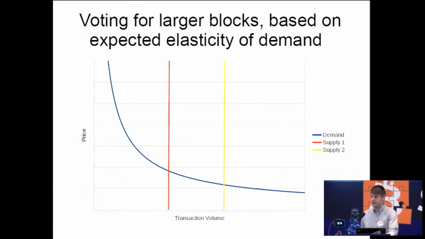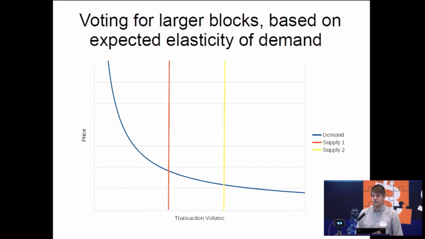Now the supply curve is just a straight line, and miners will vote to shift that to the right or left, depending on the level of demand. What they're trying to do is maximize the area under the graph, or maximize their fee revenue. Again, this is quite contentious because a lot of people don't like this straight vertical line supply curve because it implies that blocks are always full, whereas other people have a vision where there's always excess capacity.